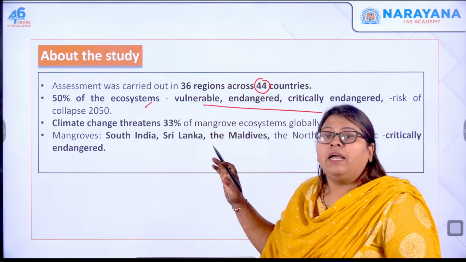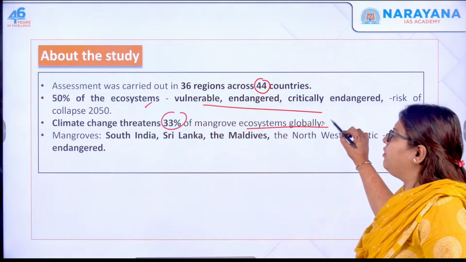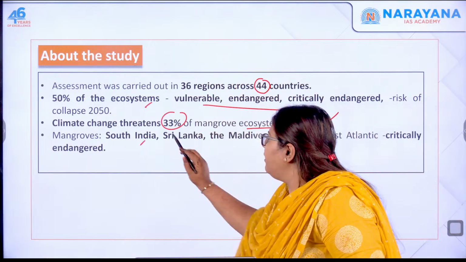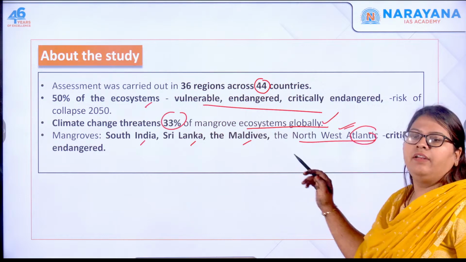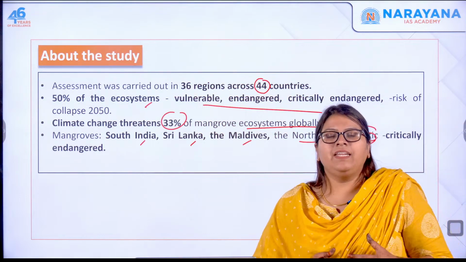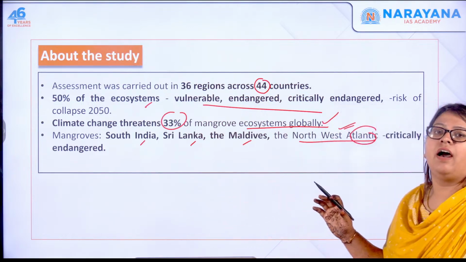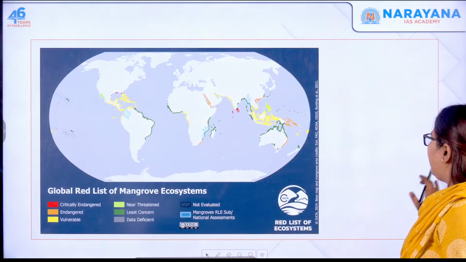And also, climate change is threatening 33% of the mangrove ecosystem. And the mangroves, which are specifically found in South India, Sri Lanka and the Maldives as well as the Northwest Atlantic, are critically endangered. So basically they are saying that they are under threat because of climate change, and they are going to be depleted by the year 2050. So this is what the assessment actually said.